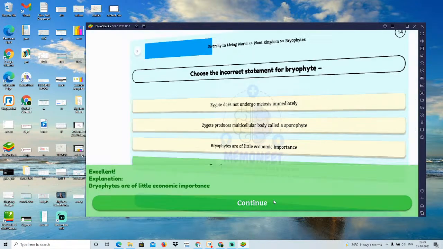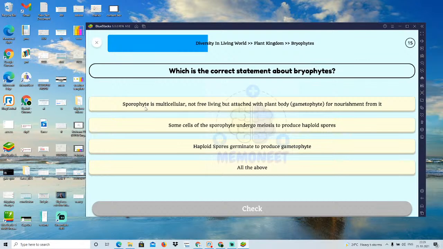Yeah. So which is the correct statement about bryophyte? Sporophyte is multicellular, not free living, but attached to the plant body, the gametophyte, for nourishment from it. This is true. Some cells of the sporophyte undergo meiosis to produce haploid spores. This is also true. Haploid spores germinate to produce gametophyte. All the three are true.